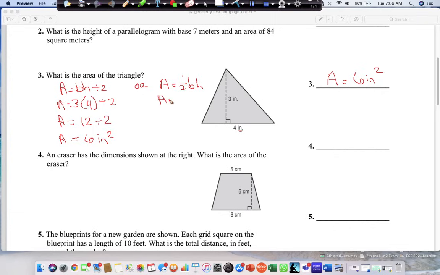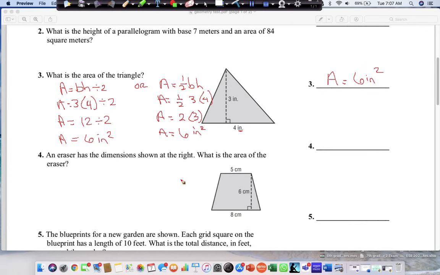You could have done it this way: 1/2, 3 times 4, or 4 times 3, either way. Then you could take half of 4, which is 2, and multiply it by the other thing you have left, which is the 3. So we took half of 4 and then multiplied it by the other number, which is 3, and it still gives us 6. You do not have to do both ways here. Either way will get you the same answer, so you pick whichever way you like best, and you do it that way. All right. Number 4 says an eraser has the dimensions shown at the right.